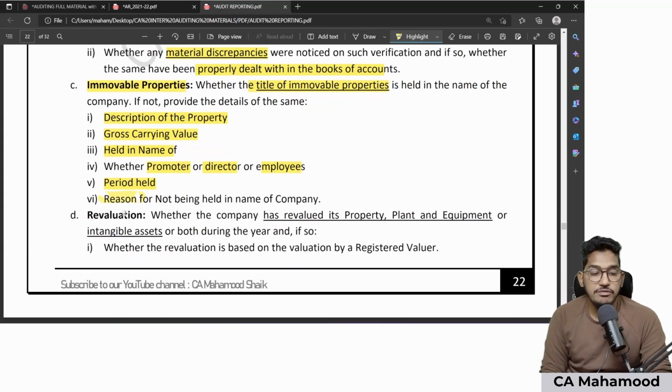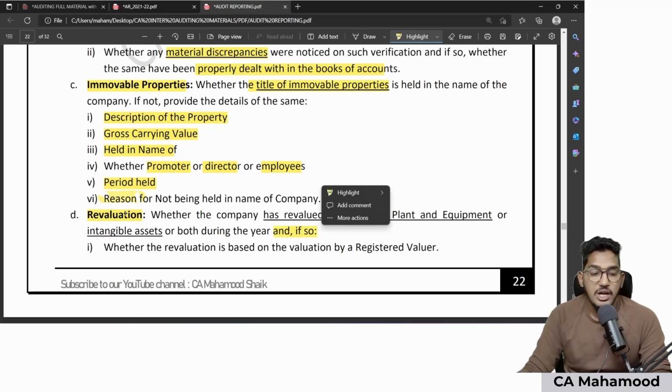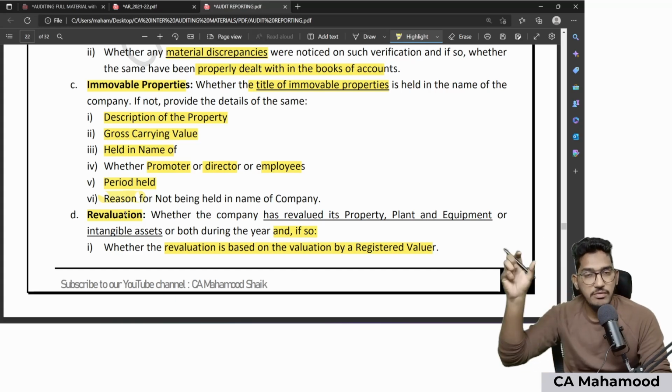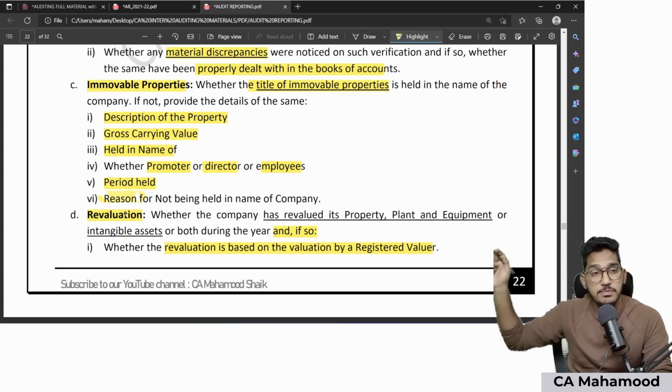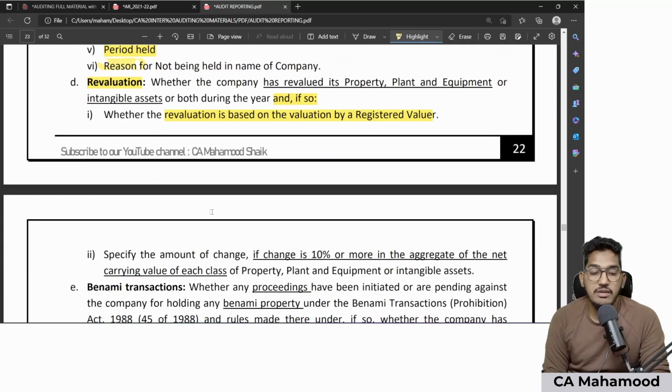Now, coming to the fourth point, during the year, whether your client company did any revaluation of the assets. Revaluation means restating the assets. In case your client has done the revaluation of the assets, whether the revaluation is based on valuation done by a registered valuer. Whatever figure comes to your client's management should not be revalued. The company should go to a registered valuer, get the valuation certificate. As per that valuation certificate, revaluation should happen. So I need to check whether revaluation is based on a certificate from a registered valuer.